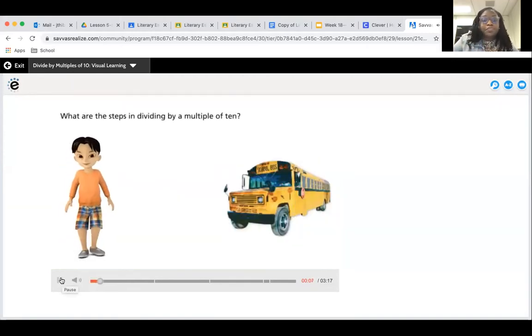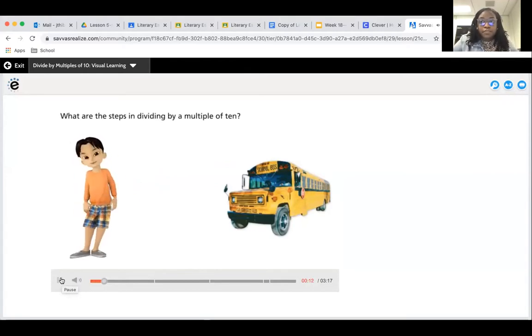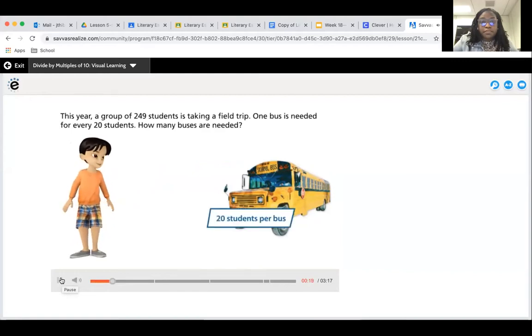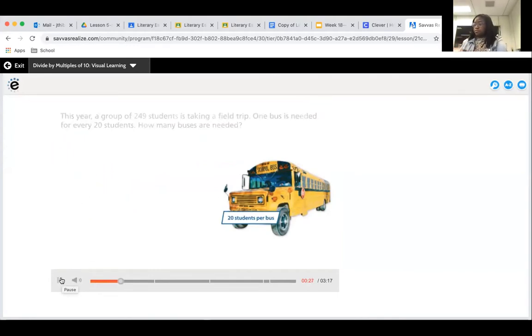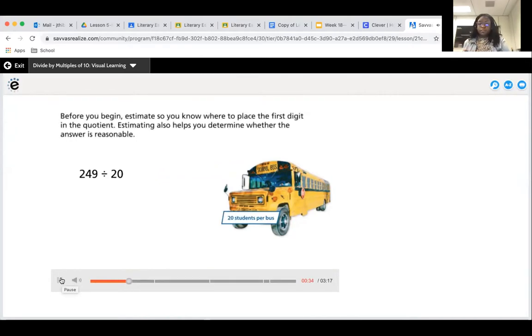What are the steps in dividing by a multiple of 10? Let's take a look. This year, a group of 249 students is taking a field trip. One bus is needed for every 20 students. How many buses are needed? You can divide to find how many 20s are in 249. Before you begin, estimate so you know where to place the first digit in the quotient. Estimating also helps you determine whether the answer is reasonable.